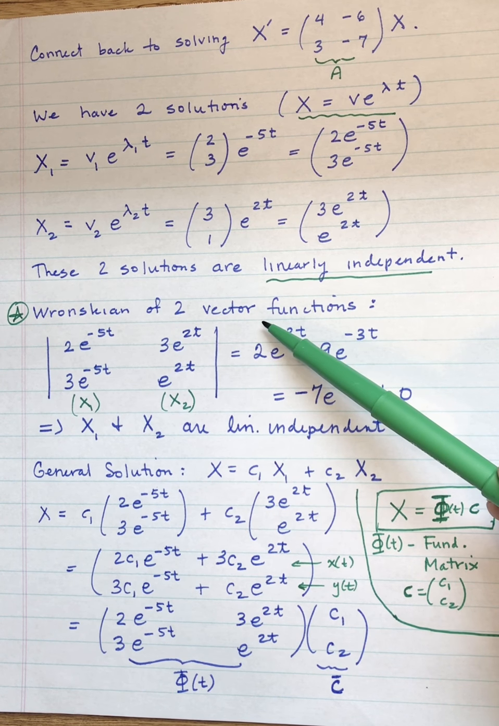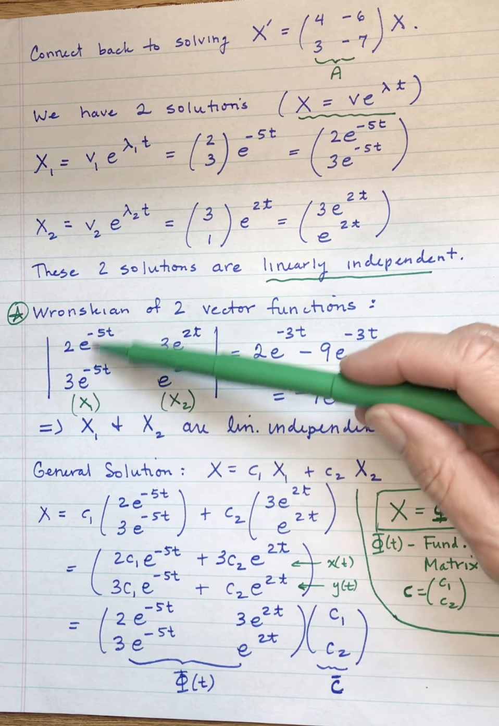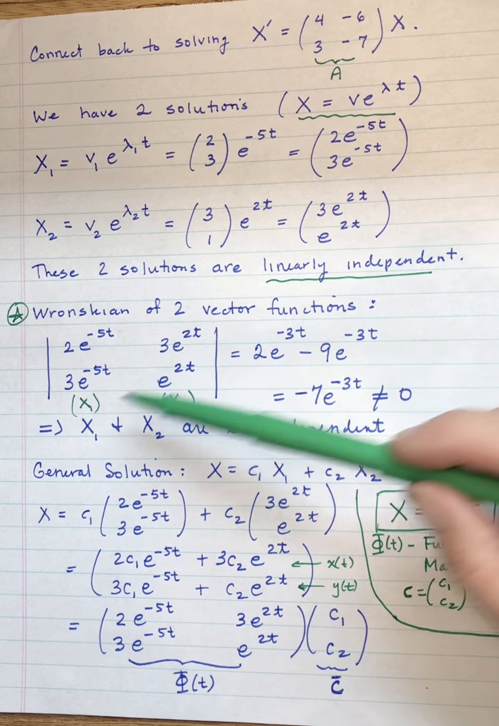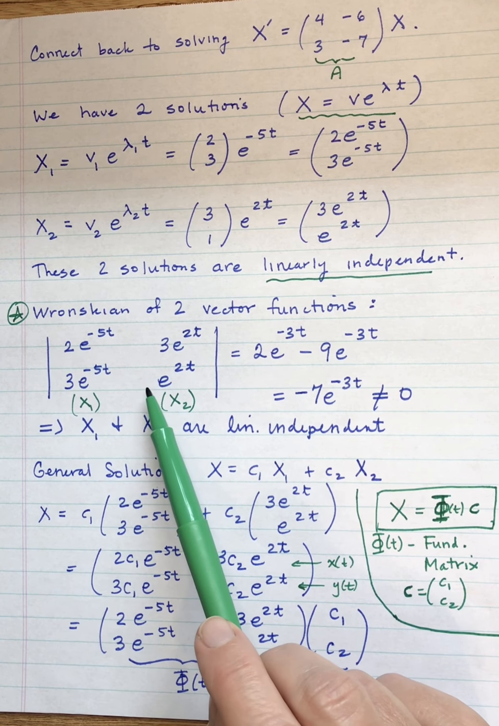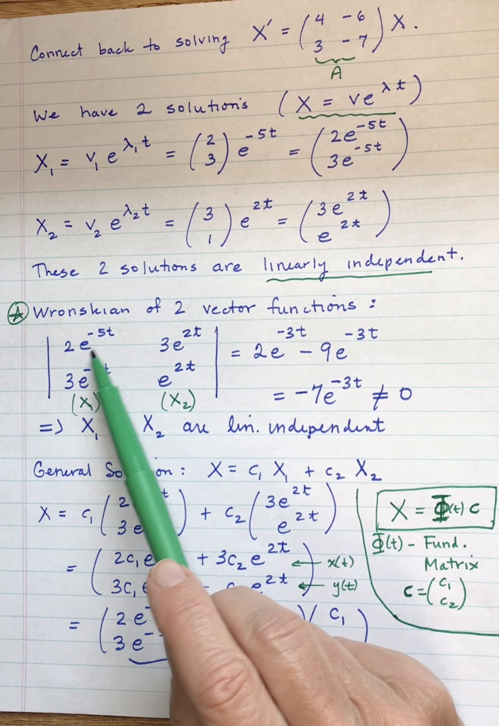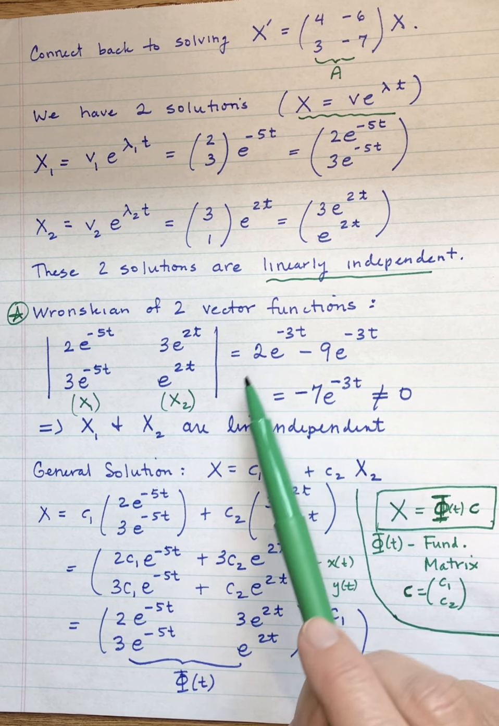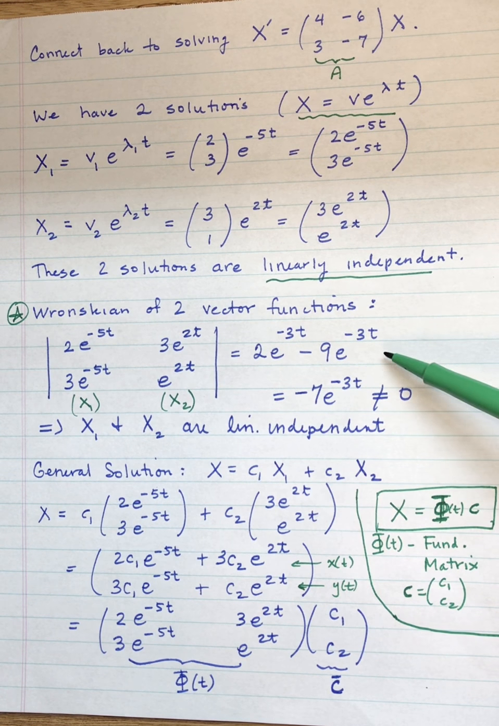If you do the Wronskian of two vector functions, you just do the determinant. You write the first function here, this one, and the second function here, this one. And then you just calculate the determinant. So here you'd have 2 times 1, that gives you 2, e to the minus 5t times e to the 2t, adding exponents, gives you e to the minus 3t, minus 9 e to the minus 3t. When you subtract, you get negative 7 e to the minus 3t. That is not identically 0, and that tells you that the two functions are linearly independent.